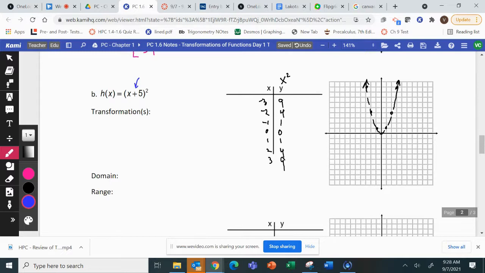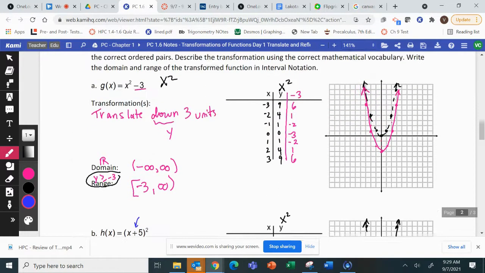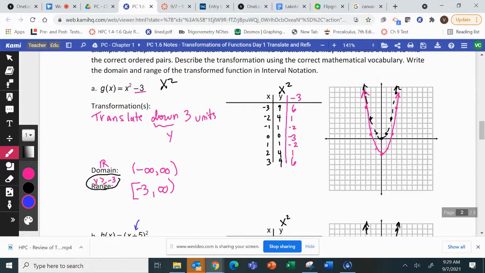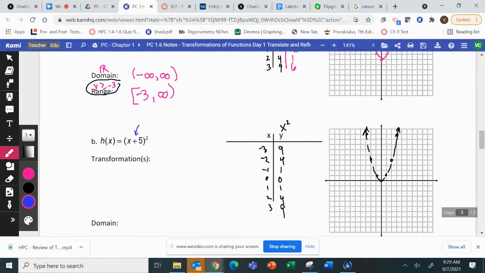Vertical? No. Okay, question A was on the outside, and we did down. It's horizontal. So it's horizontal because it's on the inside. Horizontal's on the inside.